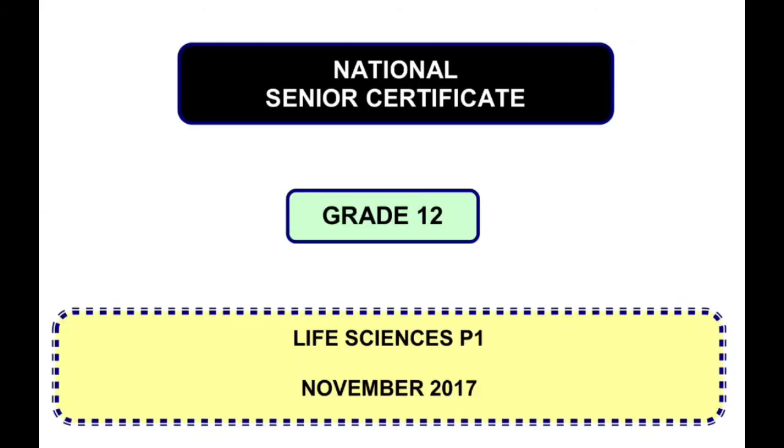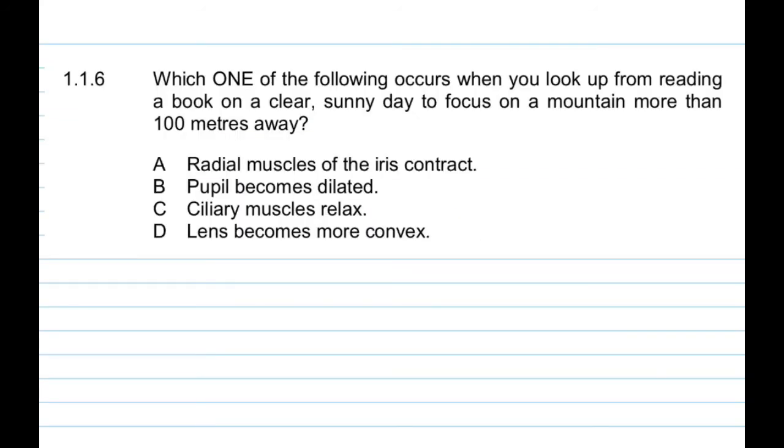Our last question comes from paper 1 in November 2017. And this one, they're asking, which one of the following occurs when you look up from reading a book on a clear sunny day to focus on a mountain more than 100 meters away? Now it's a very nice story, but there's a lot of irrelevant information here. The most important part is the fact that it's 100 meters, so it's about distance. So let's have a look at our options.